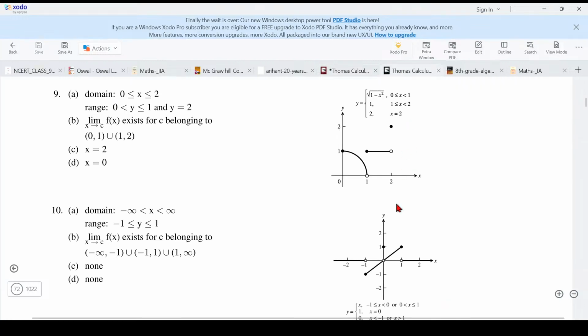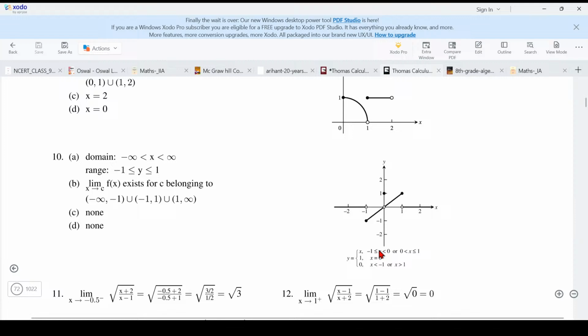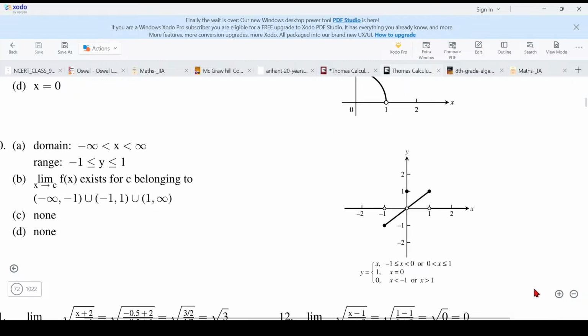So what is he saying? Look at the graph carefully. Between -1 and 0, it is x. Between 0 and 1, it is again x. Only the point 0 he is leaving and he is putting it as 1. Agreed? And beyond 1, it is 0. Before -1, that is also 0. This is the overall graph. You can see, right? Are you convinced about this graph with this definition?